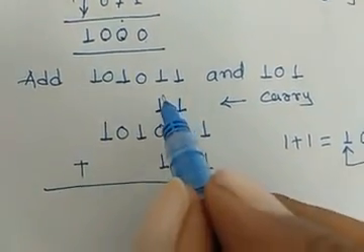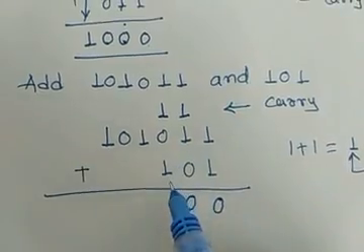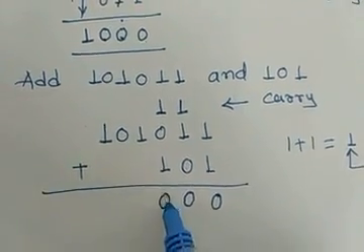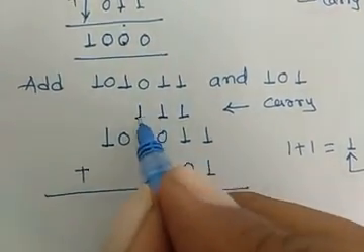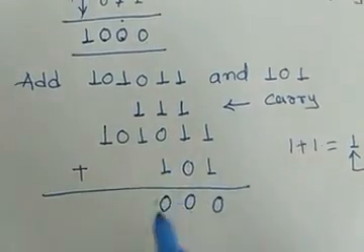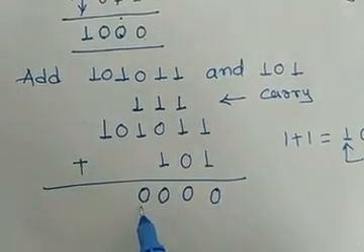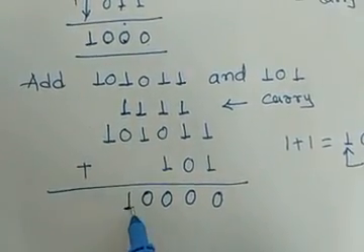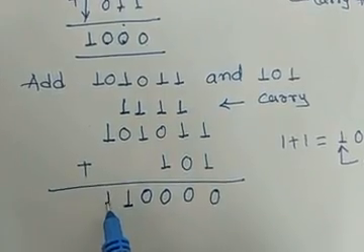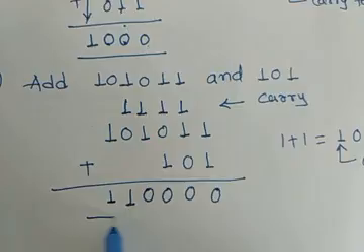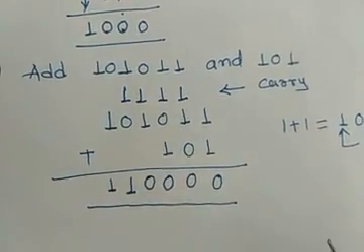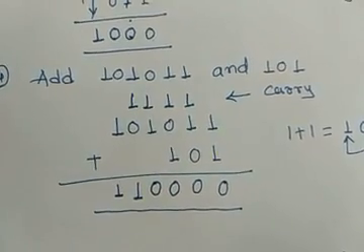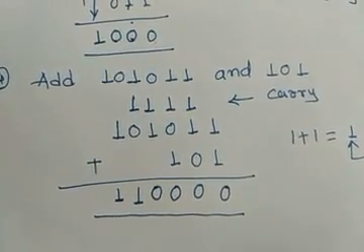Okay, now again 1 plus 0 plus 1, which is again 1 plus 1, which is 10, so write here 0, carry will be 1. Again 1 plus 1 is 10, so write 0, carry 1. Again 1 plus 0 is 1, and last 1. Okay, this is our answer. 110000 is our addition of the given two binary numbers.